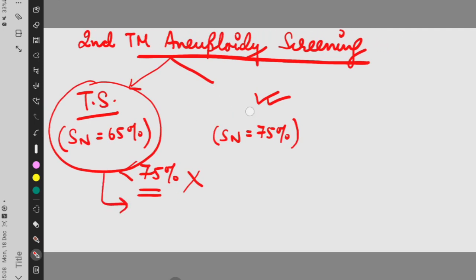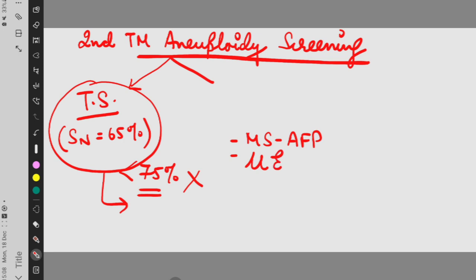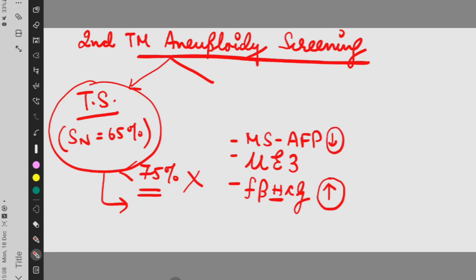Now in triple screening, what all markers do we have? As the name goes by, you have three markers. One is maternal serum alpha fetoprotein. The second one is unconjugated estriol E3, and the third is your free beta HCG. If there is an H in the name, then this will be raised in Down syndrome or trisomy 21. If there is no H, then these markers will reduce in Down syndrome.